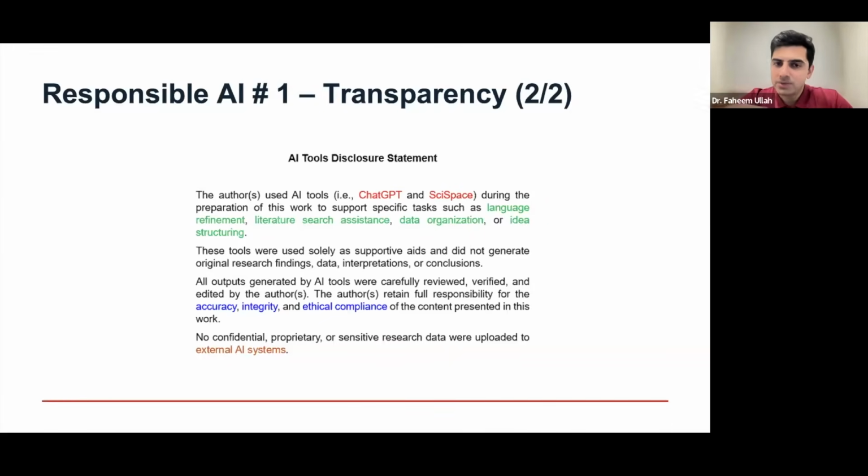So, for example, here you see that the person is saying they used ChatGPT and SciSpace, and what they were used for: language refinement, literature search assistance, and so on. And the authors take responsibility for the accuracy, integrity, and ethical compliance, and state that the data has not been uploaded to any external AI systems. So it gives you a complete safeguard: okay, AI tools have been used, but here is where I am disclosing it in the best possible words.